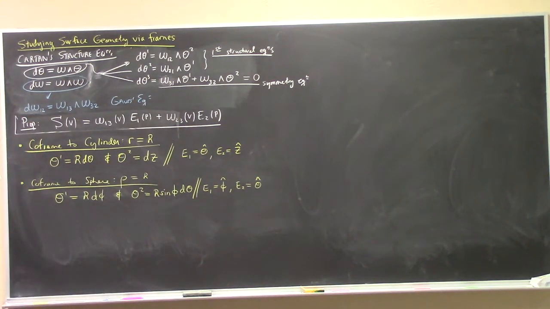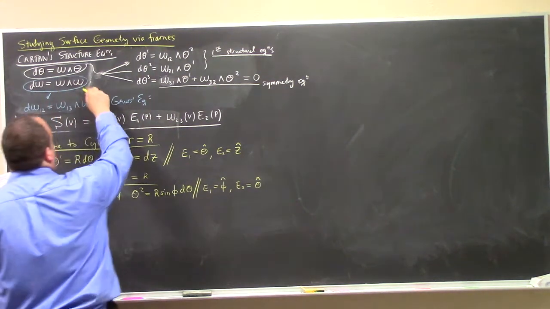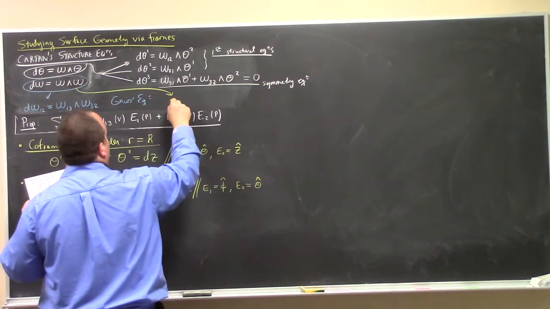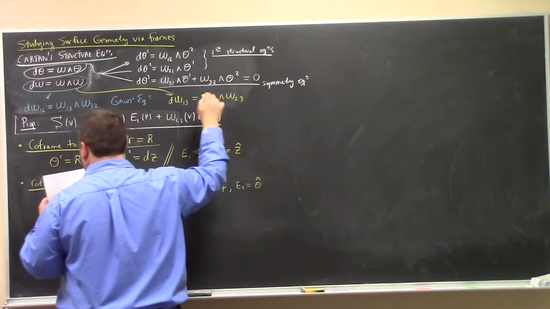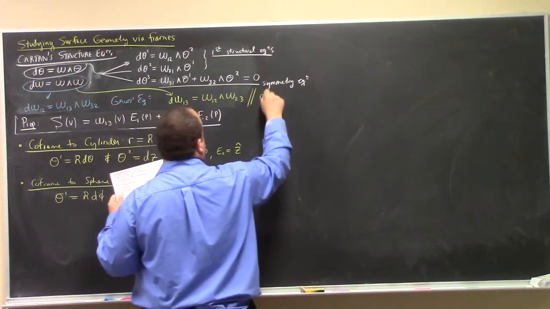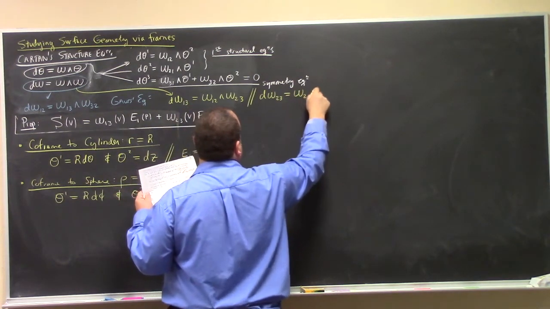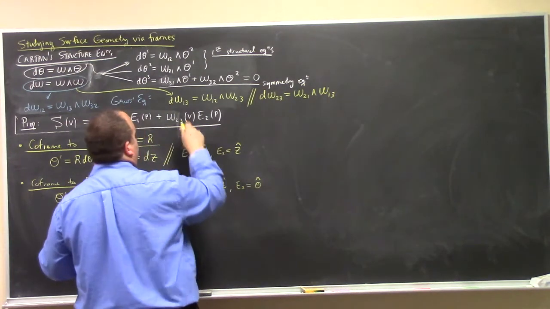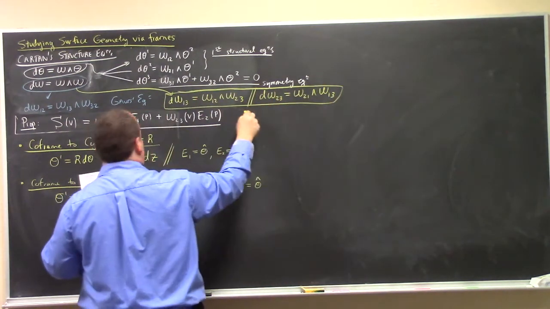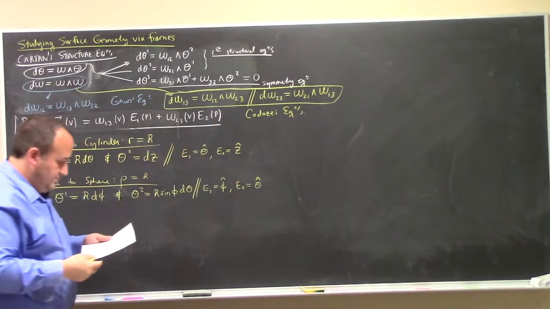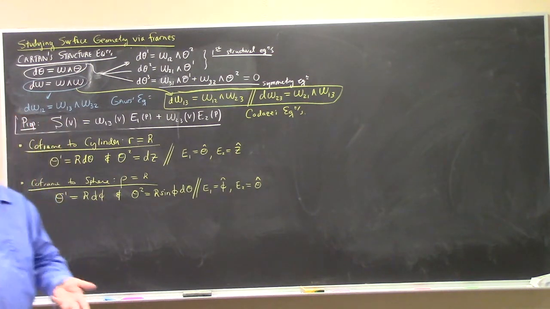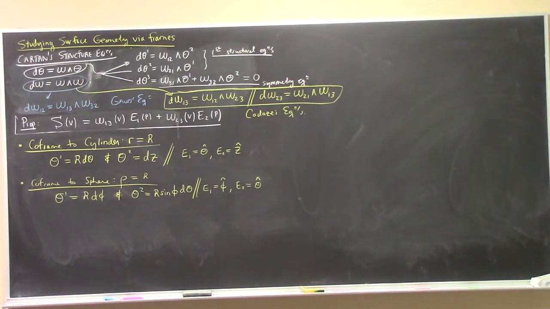All right. But you can get more out of this. You can also get the Codazzi equations, which are d omega 1,3 is omega 1,2 wedge omega 2,3, and d omega 2,3 equals omega 2,1 wedge omega 1,3. So these last two are called the Codazzi equations. Again, there's really nothing to prove here because we already proved the structural equations before. We're doing nothing but saying those equations still hold when you restrict to a surface, and some of them are zero because of the adapted frame.